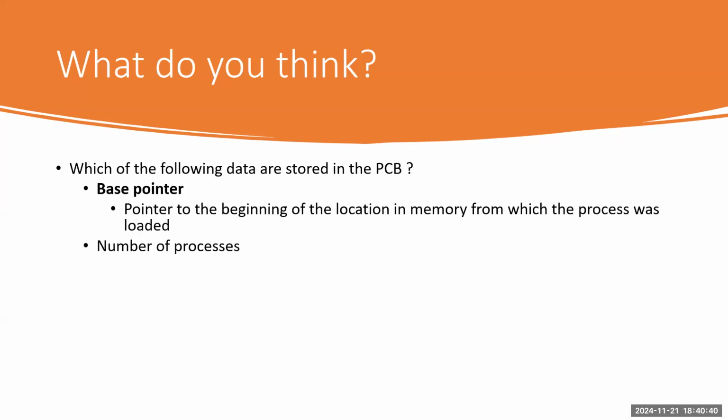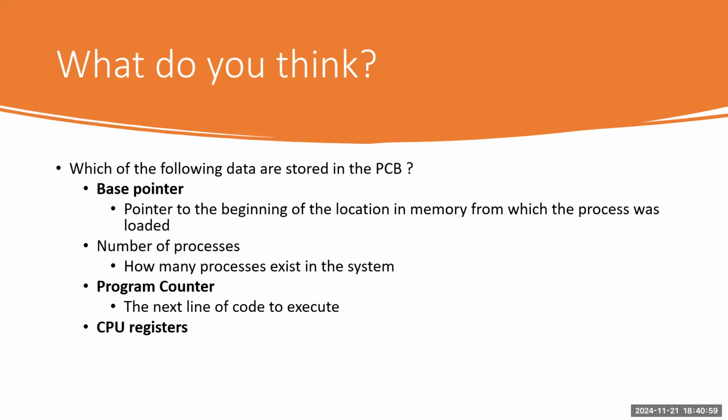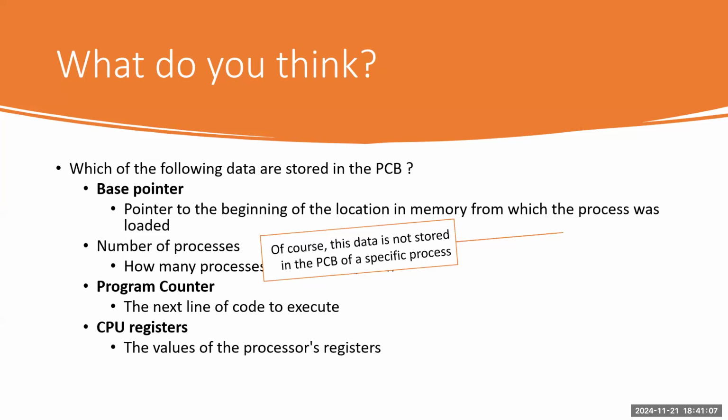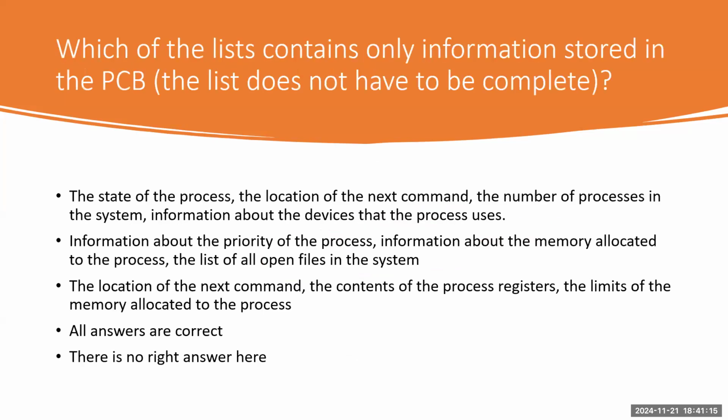So yes. The number of processes. That's not stored in the PCB, because it's how many processes are in the whole system, and the PCB is particular to each process. Program counter. Well, that's where this process is in the lines of code. So that's specific. So yes. CPU registers, the value of the processor's registers. Well, yeah, that's going to be stored in the PCB. So actually, everything in bold here is stored. Of course, this other data is not stored in the PCB of a specific process, because it relates to how many processes there are.